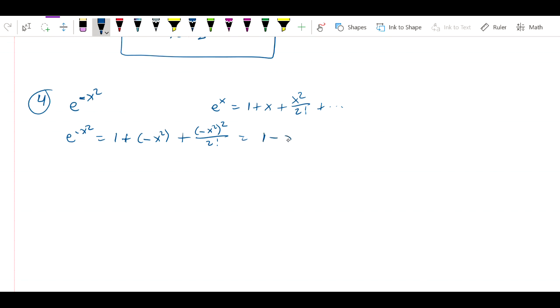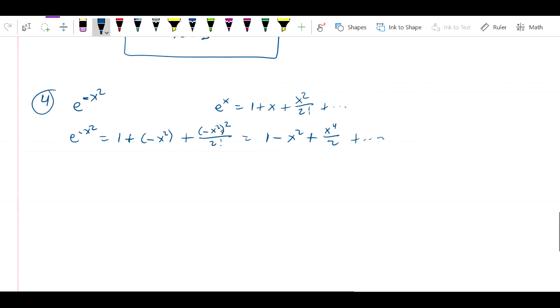That equals 1 minus x squared. Negative x squared squared is positive x to the 4th, so that's plus x to the 4th over 2. And then plus dot dot dot, but we're only asked for the first 3 non-zero terms. Okay. Again, the point here that I'm trying to make is that a series can replace the function.